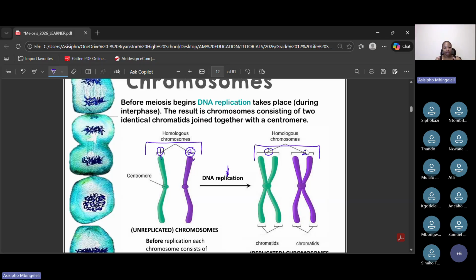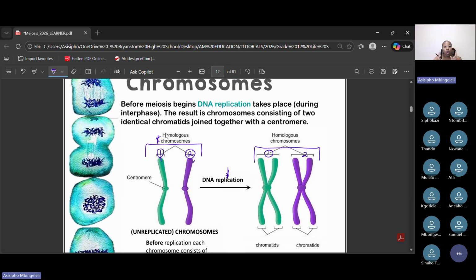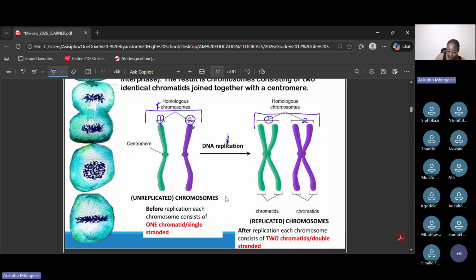What is the difference here? In the first diagram, we are able to see the homologous chromosomes unreplicated. But in the second diagram, we are able to see the homologous chromosomes replicated.